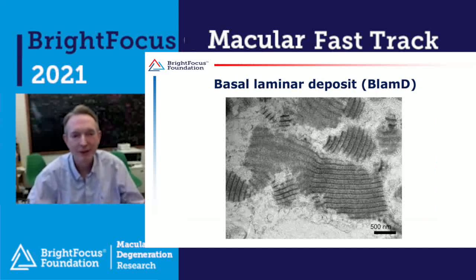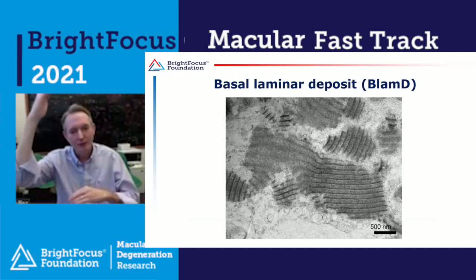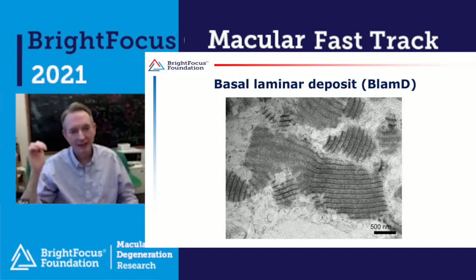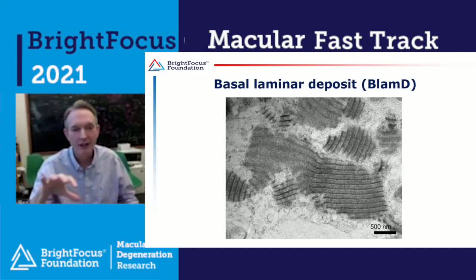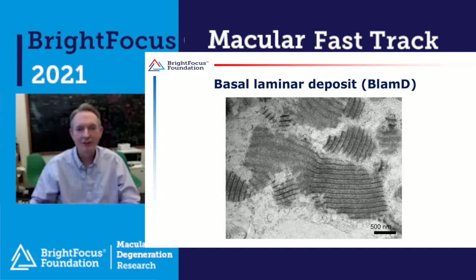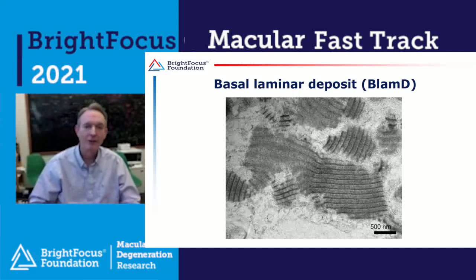Ultrastructurally, these basal laminar deposits are really interesting. They form these sort of railroad track types of periodicity with dark staining and light staining alternating bands on transmission EM. And this is reminiscent of what's seen in other tissues called long spacing collagen, which can be generated by proteolytic degradation and reassembly of extracellular matrix molecules, especially collagen type 6.